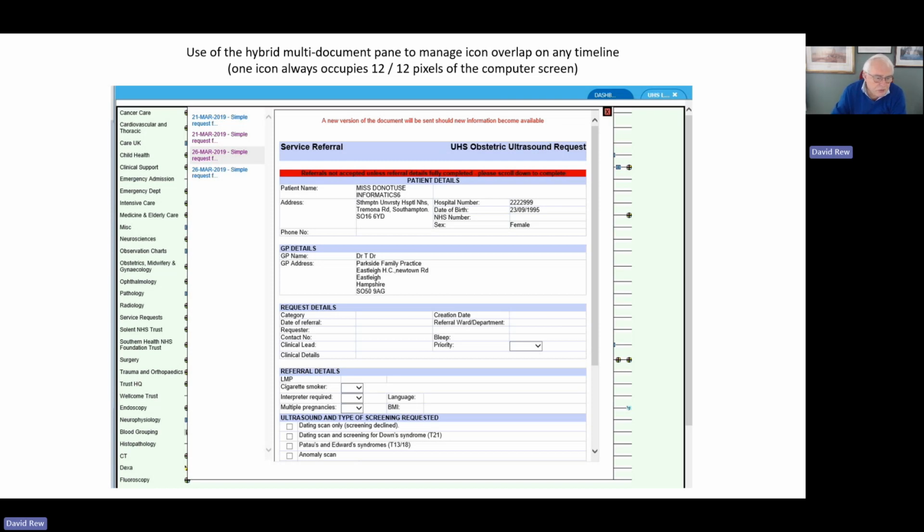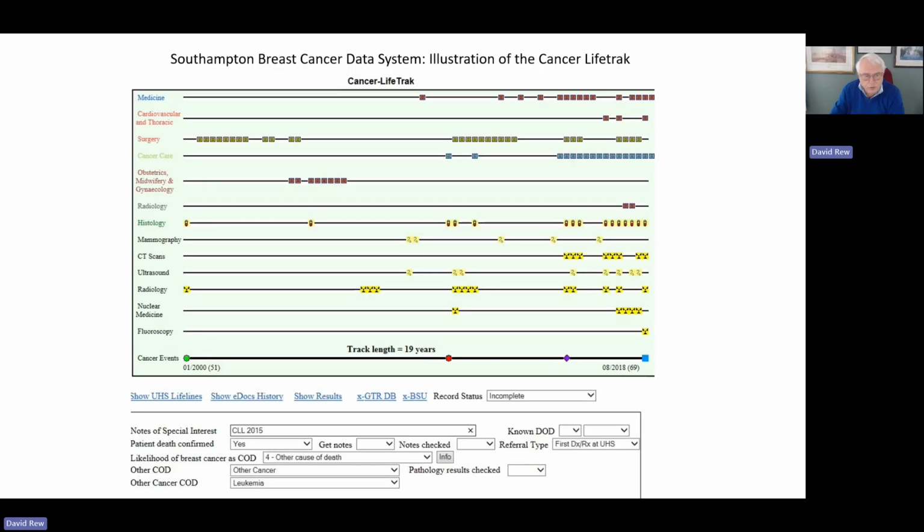So that's the basics of Lifelines, and as you can imagine, a lot of work has gone into developing that. Just a very quick look at the Southampton breast cancer data system, because this is very much a separate talk in itself. This is an early screenshot.